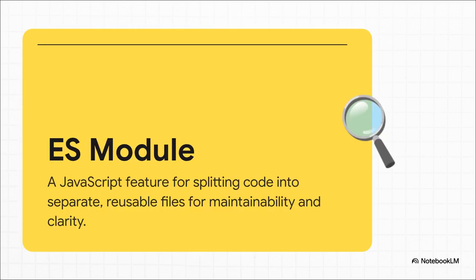And here's the solution. Say hello to the ES module. This is JavaScript's own built-in way of letting you split your code into separate logical files. You can think of them like little building blocks. Each block does one thing, and it does it well. Then you just snap them together to build a really solid, stable app.